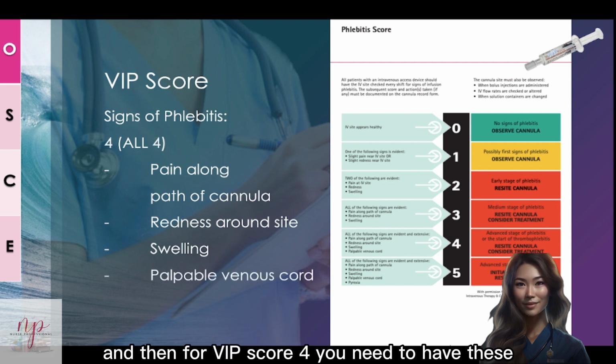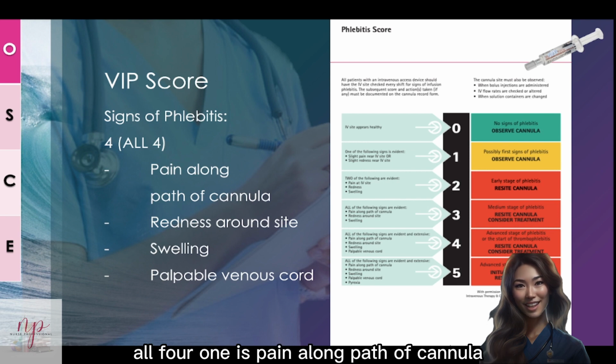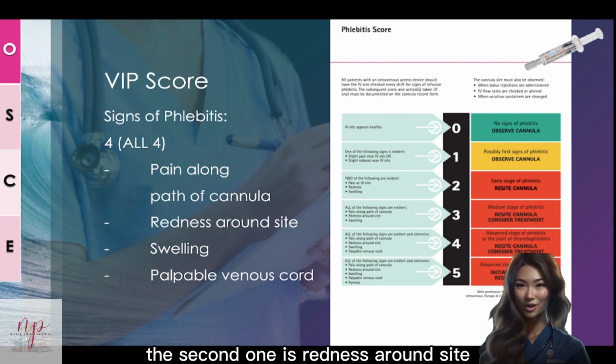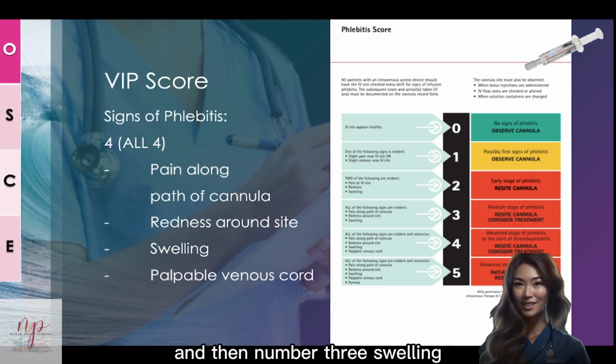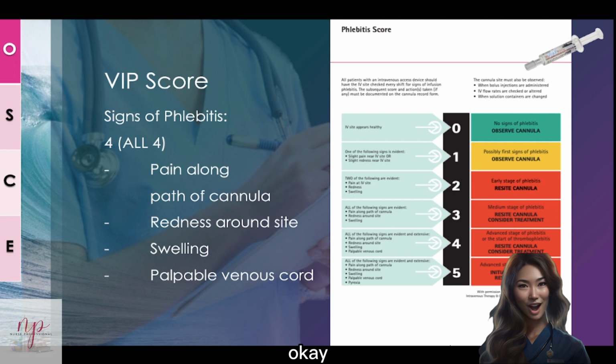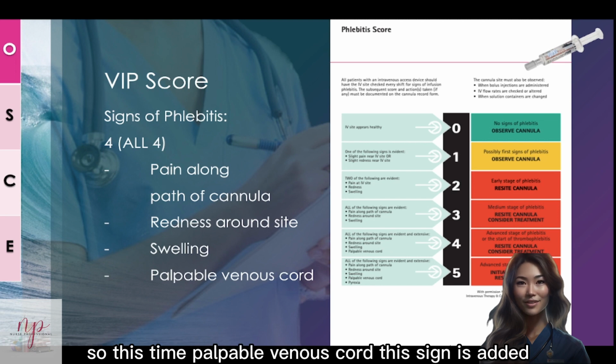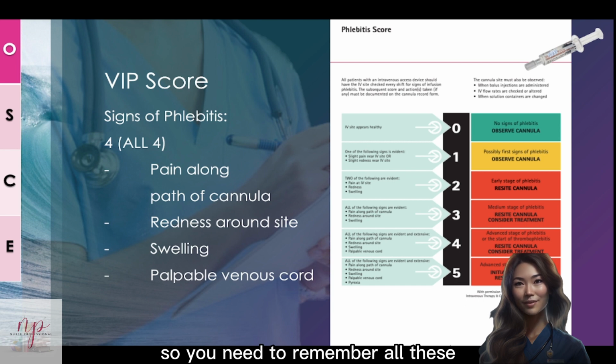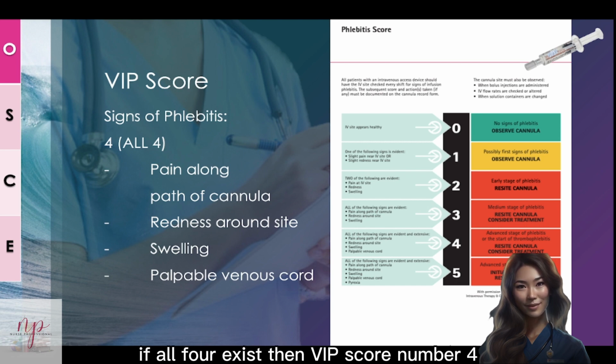And then for FIB score 4, you need to have all 4. One is pain along the path of the cannula. The second one is redness around the site. And then number 3, swelling. And then number 4, palpable venous cord. You need to remember all these. So this time, the palpable venous cord sign is added. If all 4 exist, then it is FIB score number 4.